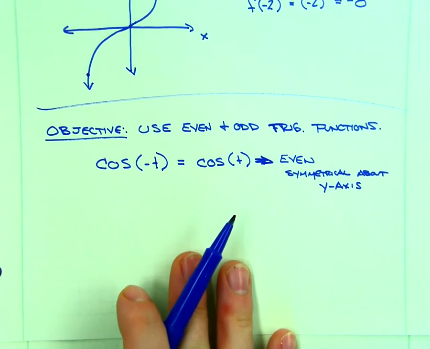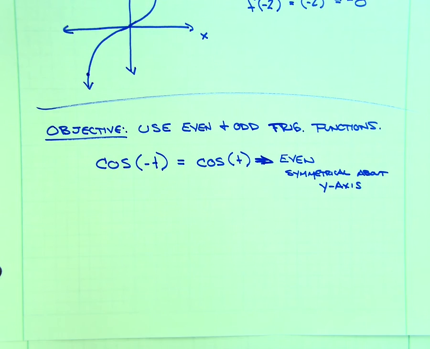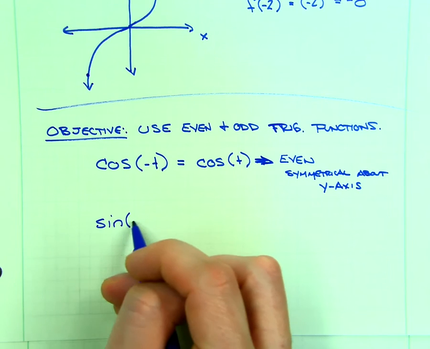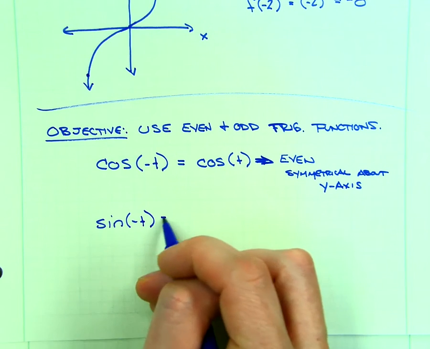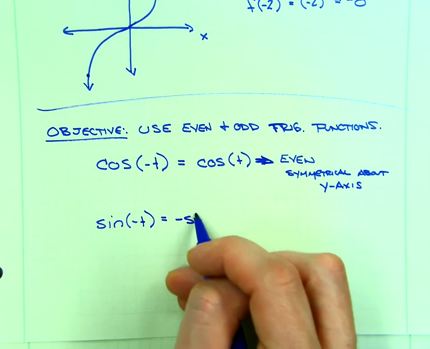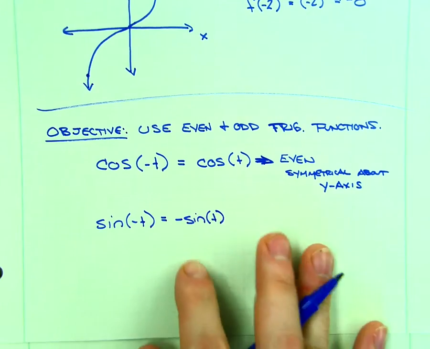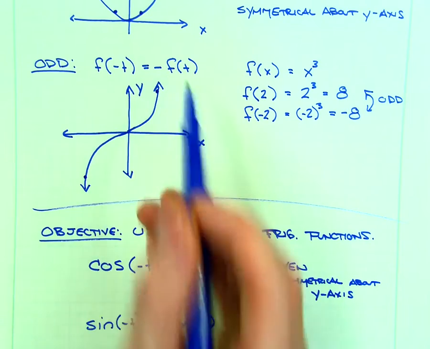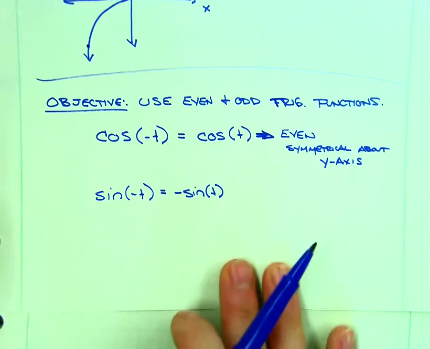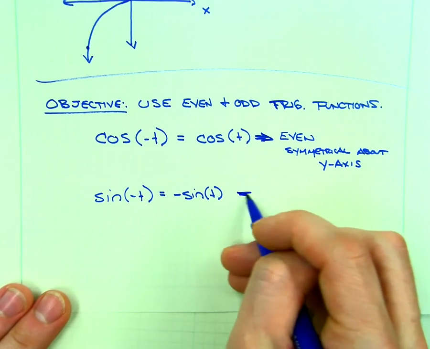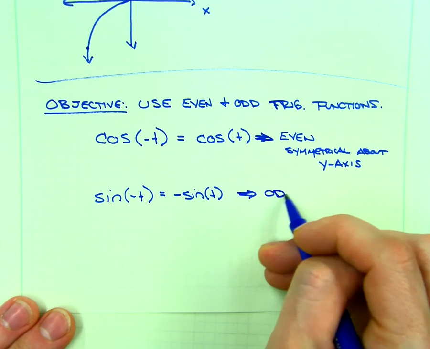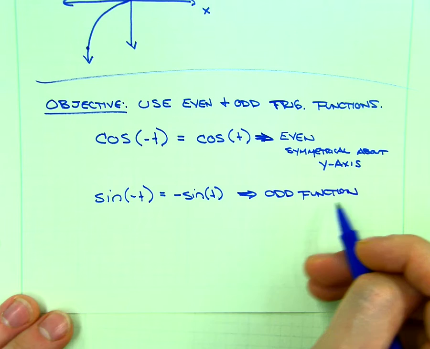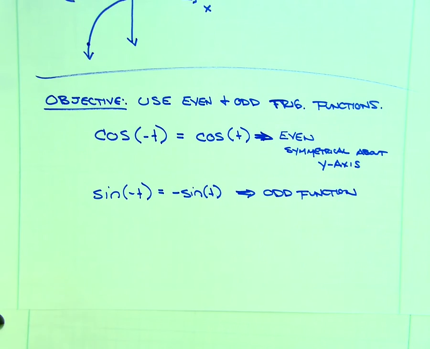Now if I look at my sine functions and my sine values, those y values on the unit circle, what I'll see is that the sine of negative t is equal to the negative sine of t. And once again, if I jump up here and I look at my definition of my odd function, that's exactly it. F of negative t is equal to negative f of t. That's exactly what I've got here. So this tells me that the sine is an odd function. And it's symmetrical about that origin.